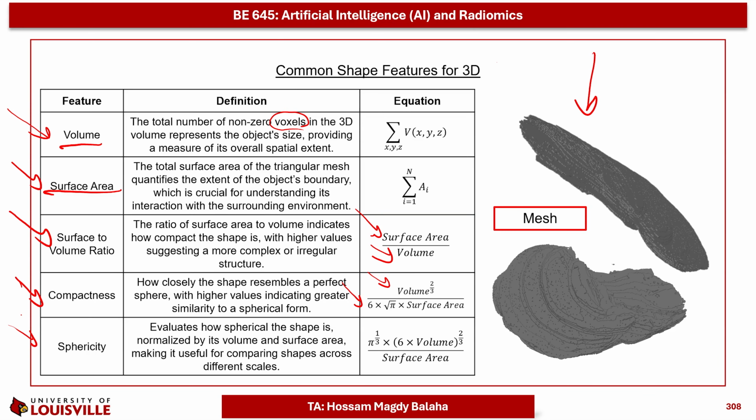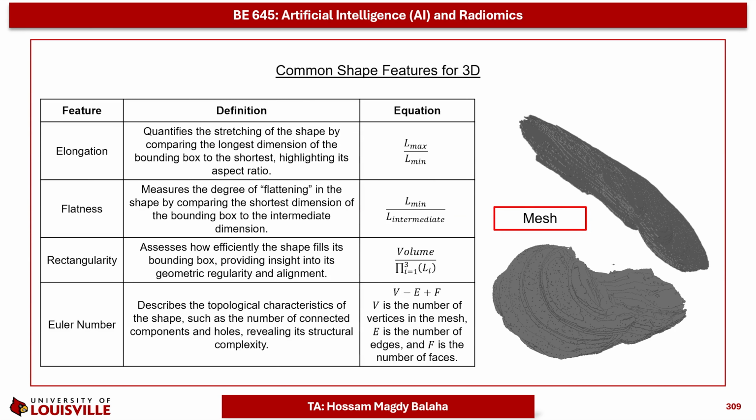Sphericity, and here we are evaluating how spherical the shape is by using this formula. Also, we can calculate the elongation by comparing the longest dimension of the bounding box to the shortest dimension, and here we are evaluating the stretchiness of the shape. Flatness, where we are measuring the degree of flattening in the shape by comparing the shortest to the intermediate.